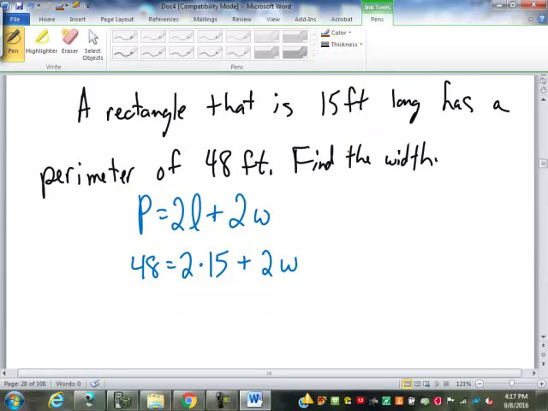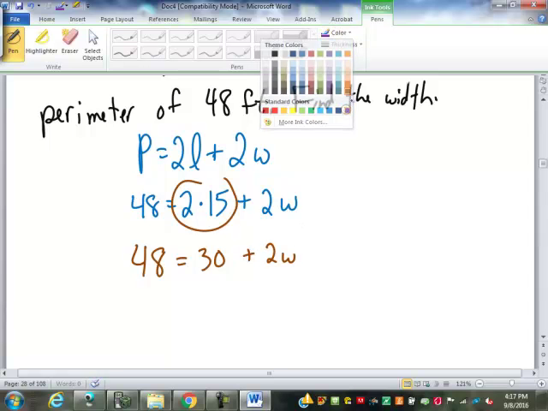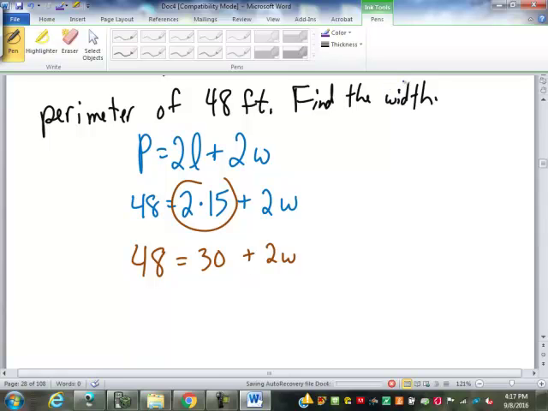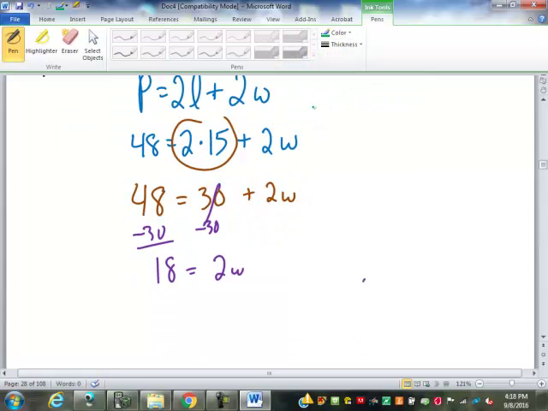What do we have to do next? Combine the 2 times 15, which is 30. So 48 equals 30 plus 2w. And then subtract 30. So 18 equals 2w. And then divide by 2. 9 equals w. So the width is 9.